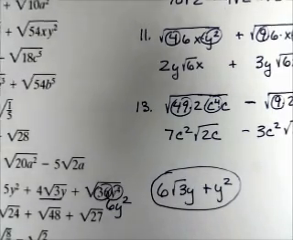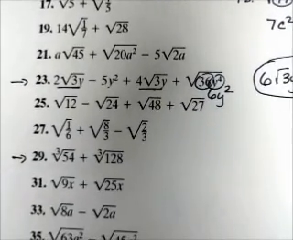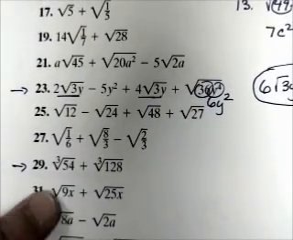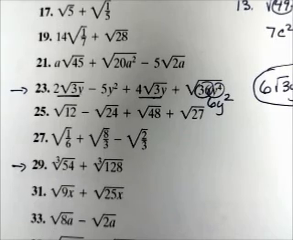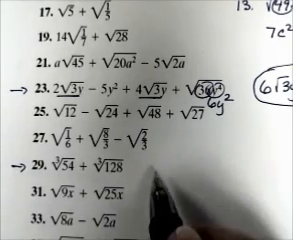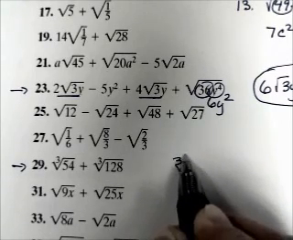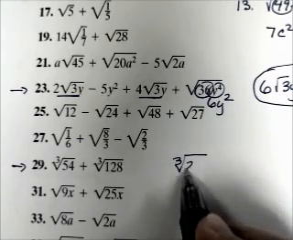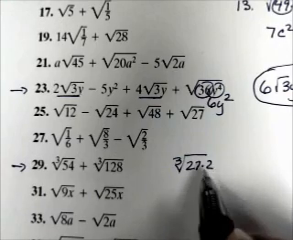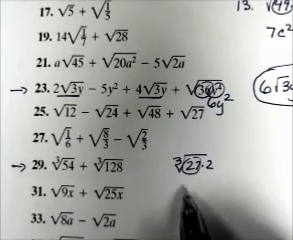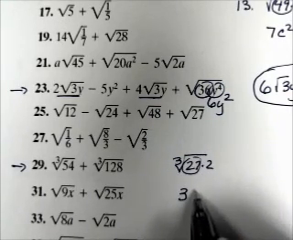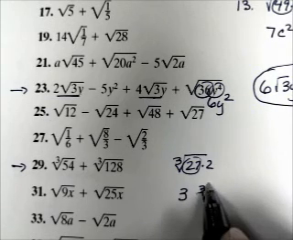Next number we are going to do from this column is number 29. We have cube roots. We need to simplify both cube roots here. Cube root of 54, we'll break 54 down into 27 times 2. Cube root of 27 is 3. So we have 3 cube root of 2.